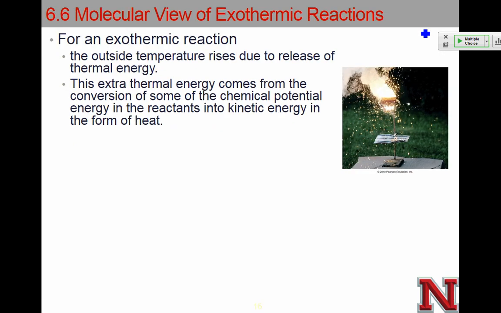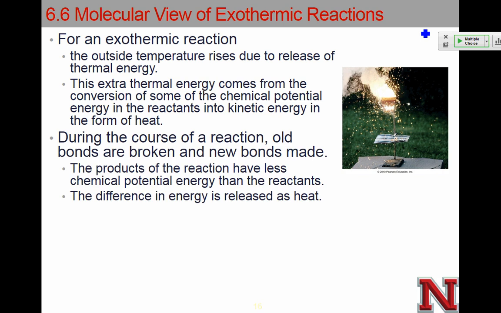So let's talk a little bit about these reactions. For an exothermic reaction, the outside temperature rises because it's releasing thermal energy into the surroundings. Where does it come from? Well, the exothermic energy comes from the conversion of some of the chemical potential energy of the reactants into kinetic energy in the form of heat. So, like I said, every compound has an inherent amount of potential energy. Is it reactive? Is it not reactive? The less reactive or more stable the compound, the less potential energy it has.